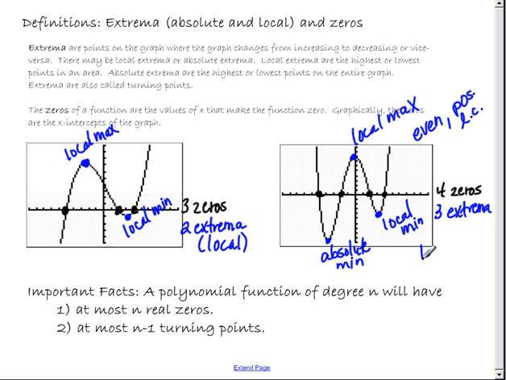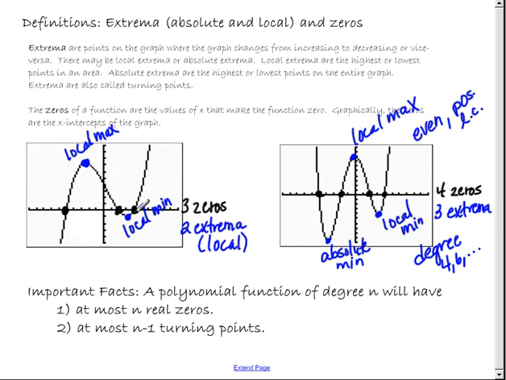So this could be a degree 4 or 6 or something even, because it could be that those other zeros are imaginary solutions. So that's why you could have an even power higher than 4 and still have it look like this.